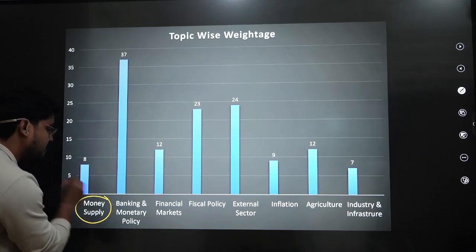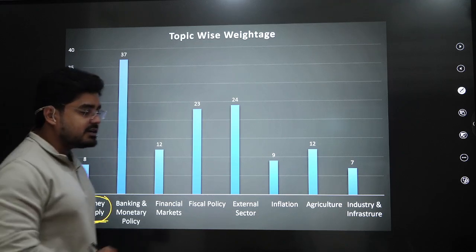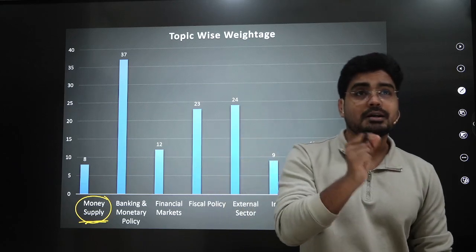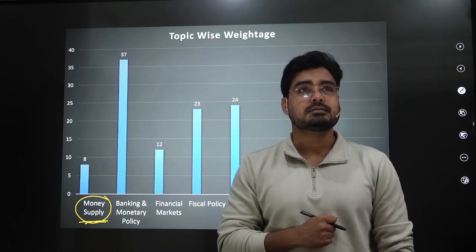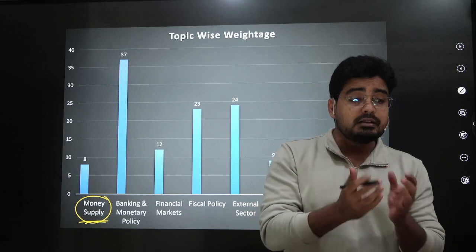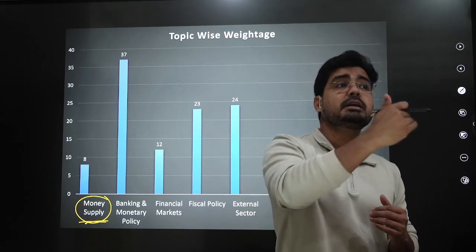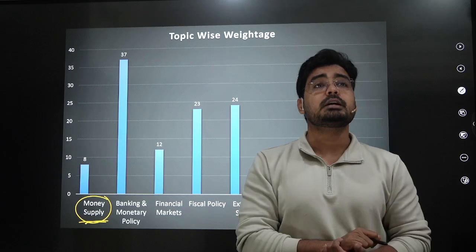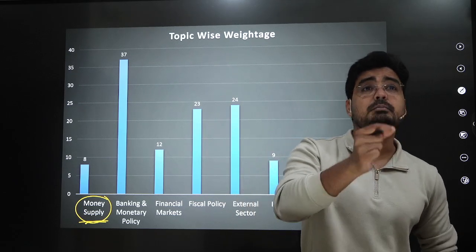First and foremost, money supply. Under this chapter, you are going to study about the characteristic features of money. What is money? What are the basic functions of money? What are the factors that determine the demand for money? In what context is the demand for money going to be increased in the economy? In what context is the demand for money going to be decreased in the economy? What are the factors which determine the supply of money in the economy?